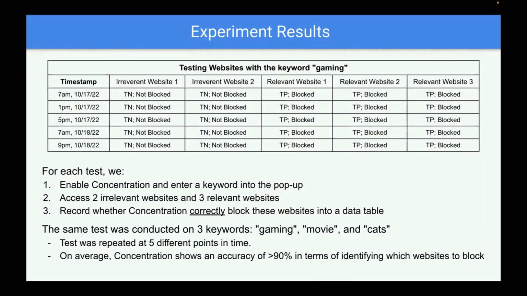To test Concentration's performance, we have conducted multiple trials at 5 different points in time. For each test, we first enable the extension, enter a keyword into the pop-up, and then access 2 irrelevant websites and 3 relevant websites. We then record whether Concentration correctly blocked these websites in a data table. If the extension blocks an irrelevant website, the result will be a false positive. Conversely, if the extension does not block a relevant website, the result will be a false negative. On average, the accuracy of Concentration is over 90%, which is pretty accurate.